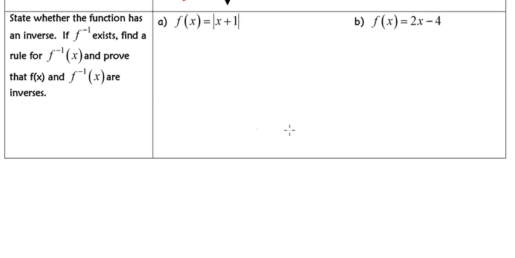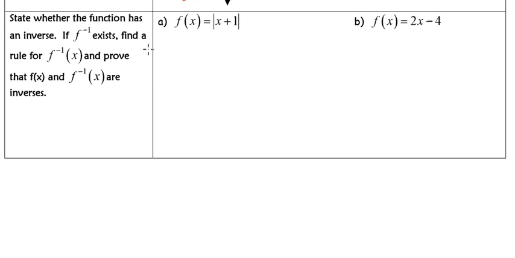All right, here we are. State whether the function has an inverse. If the inverse of f exists, find a rule for the inverse of f of x, and prove that f of x and f inverse of x are inverses.